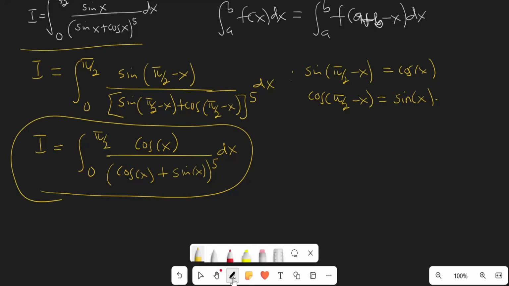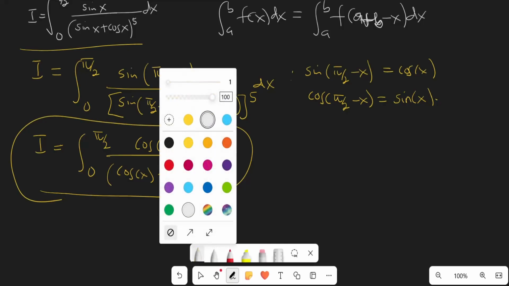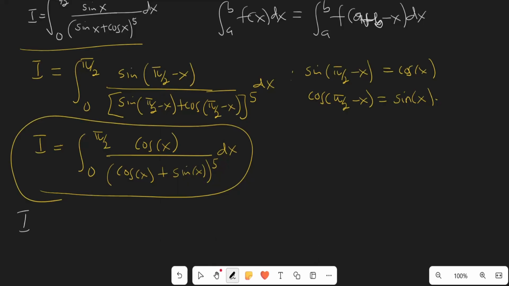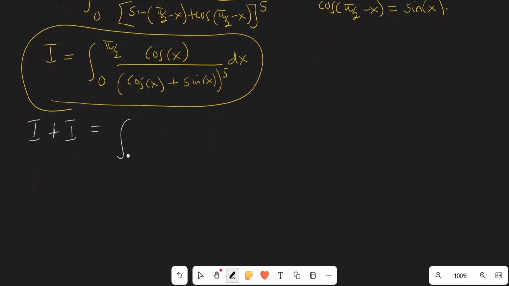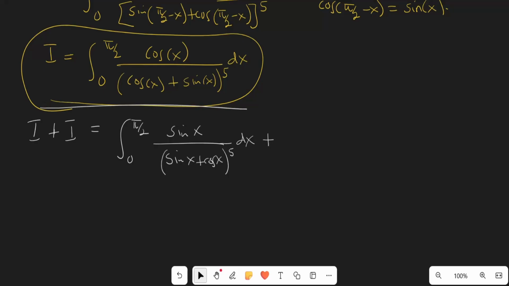So let's add them now and combine them together. I plus I, our original integral, is the integral from 0 to pi over 2 of sine of x all over sine of x plus cosine of x all raised to the power 5 dx, plus the integral transformed by the King's property, which is the integral from 0 to pi over 2 of cosine of x all over cosine of x plus sine of x raised to the power 5 dx.